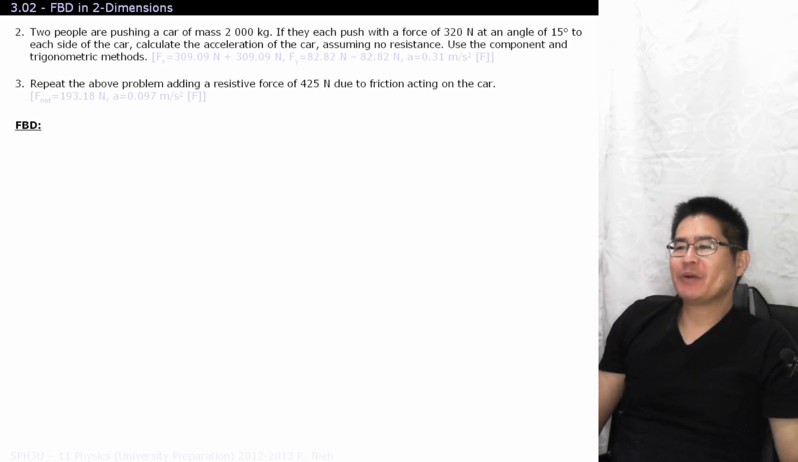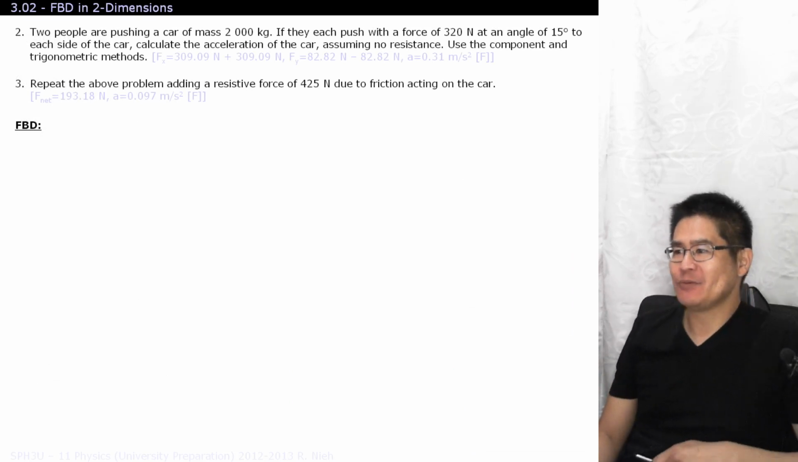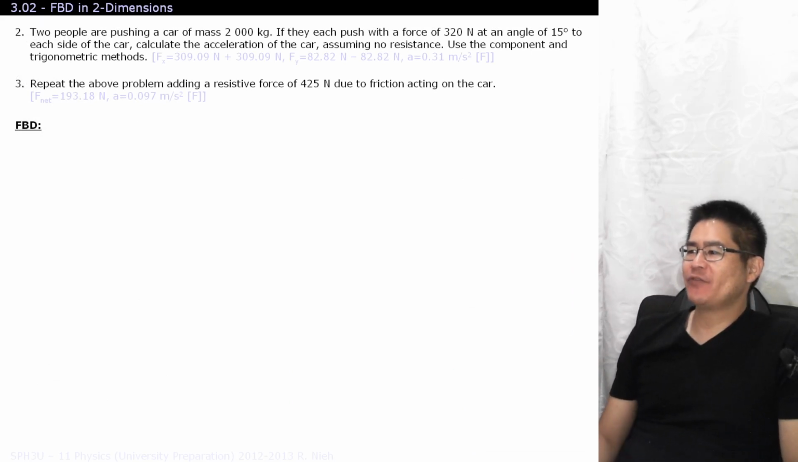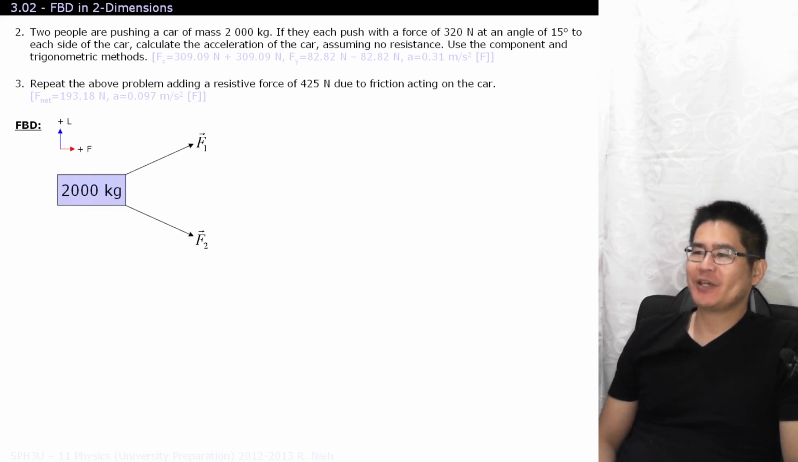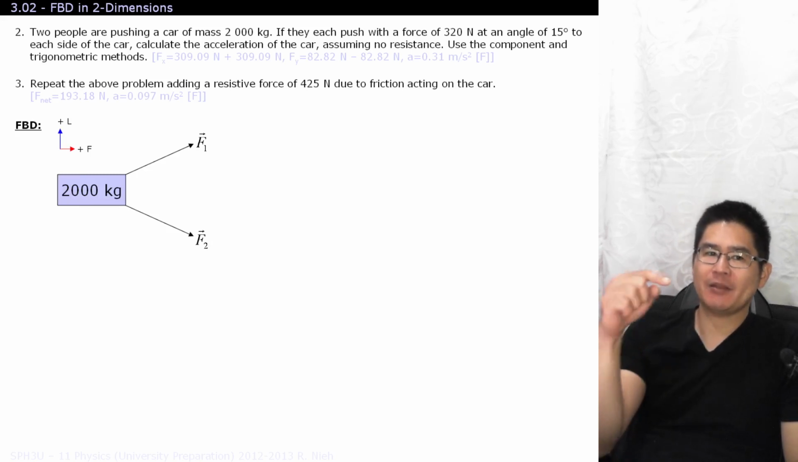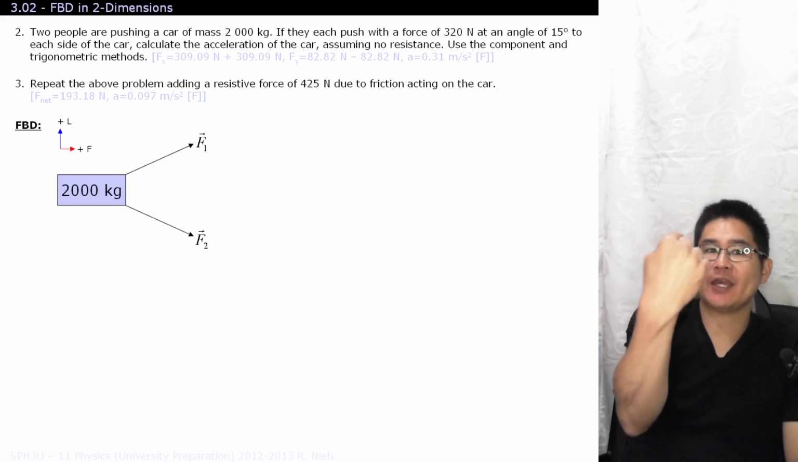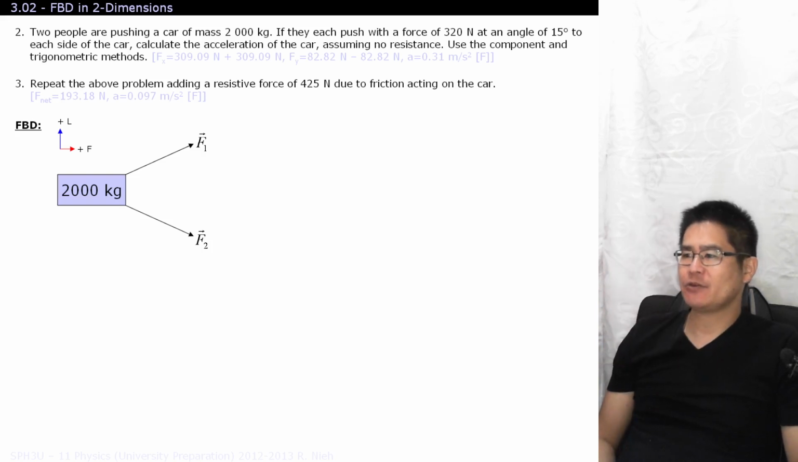All right, so two people are pushing a car of mass 2 metric tons. They each push with a force of 320 newtons, and here's our free body diagram. Calculate the acceleration of the car assuming no resistance. Don't forget that the normal force is sticking out of the page, and the force of gravity is going into the page. That's in the third dimension, so we don't need to worry about that.